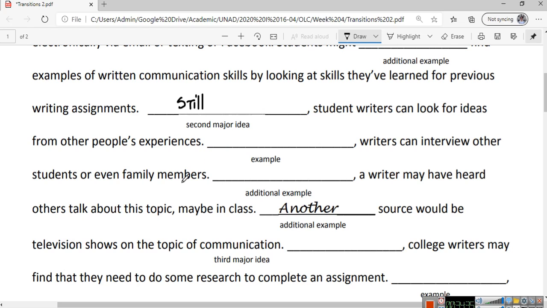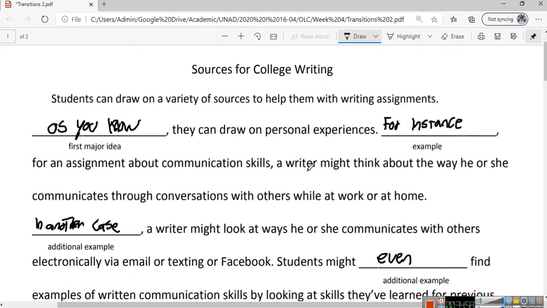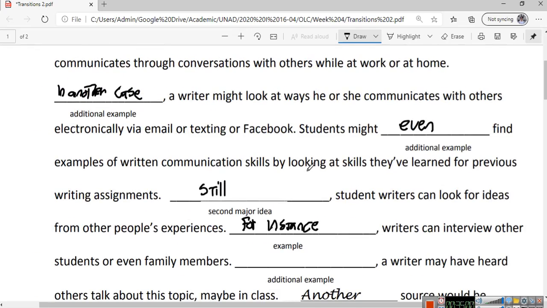I can use, for instance, writers can interview other students or even family members. Look at it. For instance, writers can interview other students or family members. Very good. Sounds very good. Thank you, Patricia. Okay. Now, there's one thing.